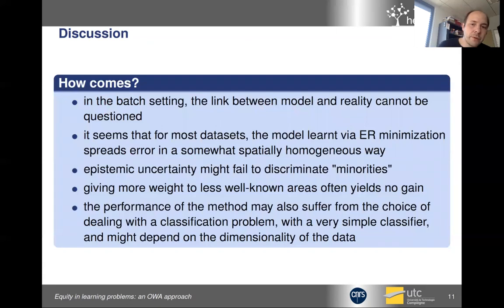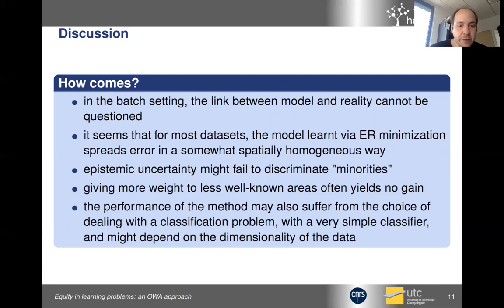Of course, there are different reasons for that. The link between model and reality cannot be questioned, so we are in IID assumptions in this case. But in our case, at least for most data sets, the model learned via empirical risk minimization spreads error, at least for the models that we considered, that was logistic regression, in a somewhat spatially homogeneous way. So we have errors that are the same in every region of the space, at least those regions we consider.